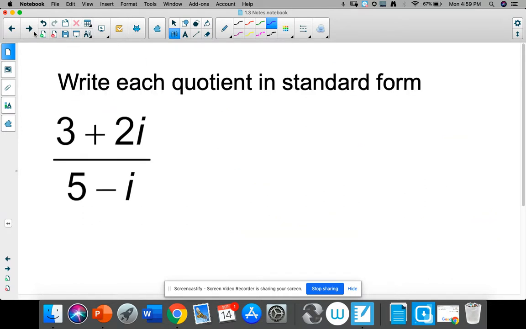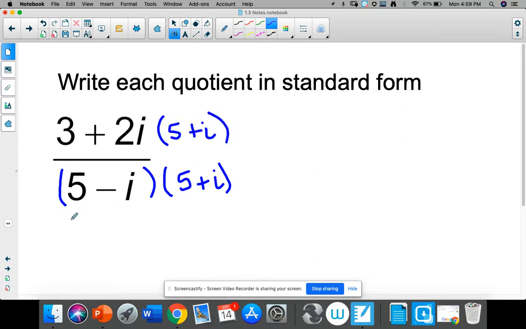Now, when we write each quotient in standard form, having an i in the denominator is like having a square root in the denominator. So we need to multiply by what's called the conjugate. The conjugate is not exactly the opposite. This part is opposite. This was a minus, it turns into a plus, but this first number, the real number part, it stays the same.